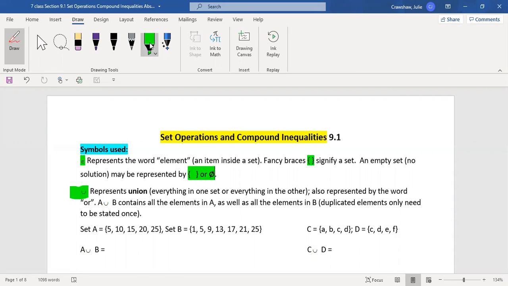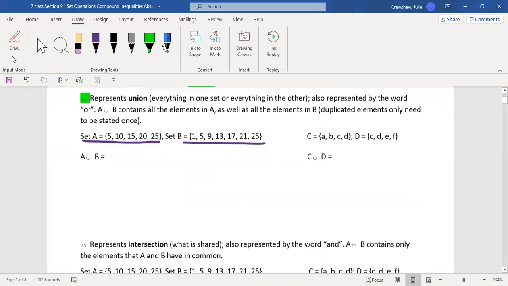Those are all set operation symbols. Another set operation symbol is a U, which represents the word union. The U, a union, means anything from a set, and if there's a union of two sets, it's everything in both sets. So down below here, I have set A, and I have set B, and I'm trying to determine the union of those two sets.